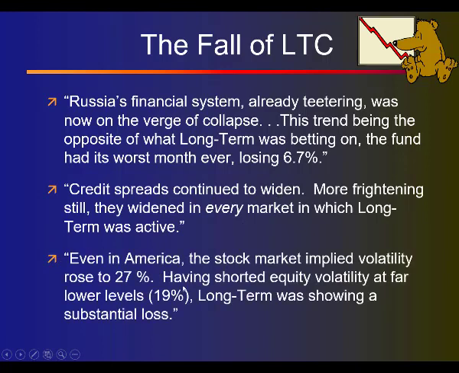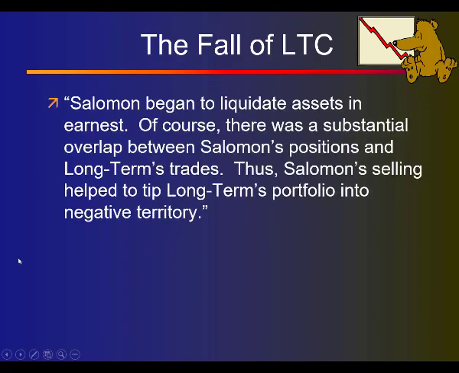The stock market implied volatility rose to 27%. They shorted that at 19, thinking, wow, the VIX is really high. In June, they lost 10%. So you can see quickly they're showing some big losses.